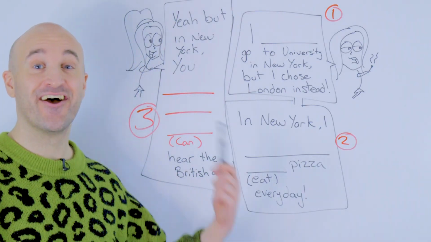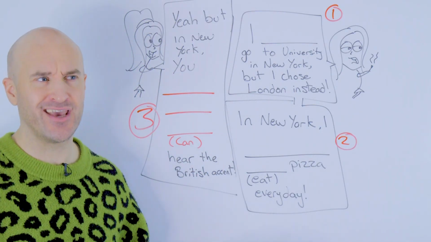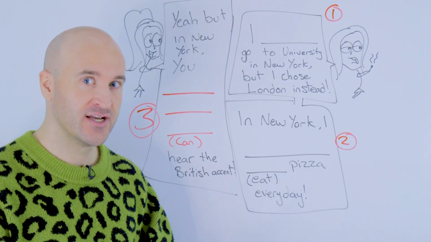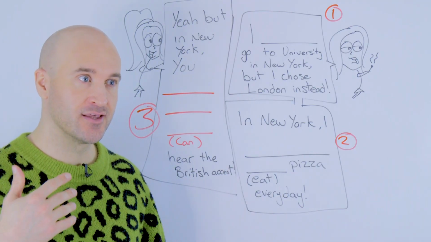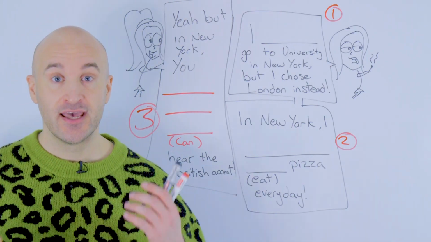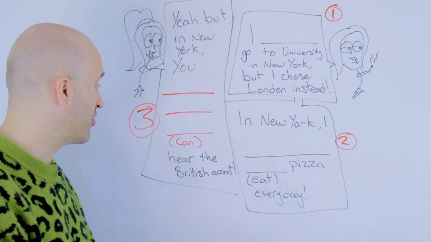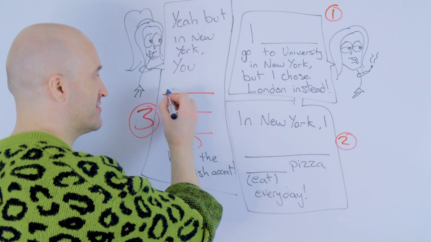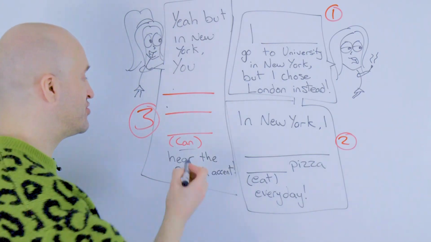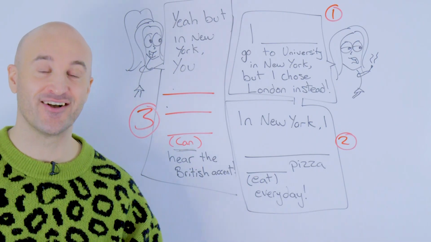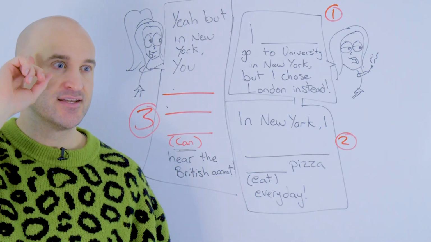And number 3, her friend wants to say, "Yeah, but in New York, not possible to hear the British accent." So how can she say this? This one is a bit difficult because of the word can. You know which words go here, so how do they change this? So 1, 2, 3, write your answers in the comments.